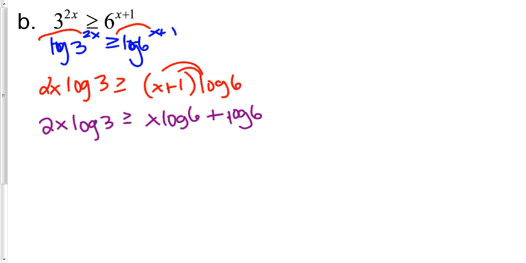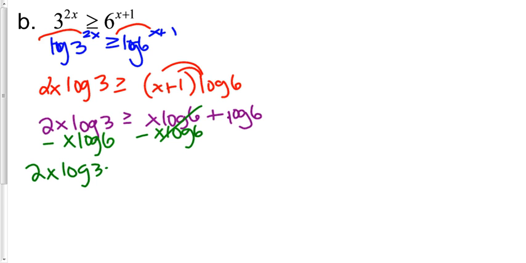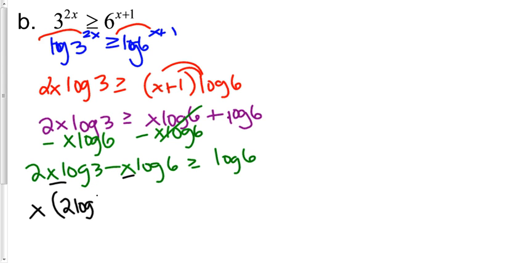Okay, now I've got an x on each side of the inequality, so let's subtract x log 6 on each side to put the x's on the left. And now we'll rewrite it. 2x log 3 minus x log 6 is greater than or equal to the log of 6. Okay, at this point I'm going to factor out an x here so that I can get just a single x and we can get x by itself. So each term has an x in common. Let's factor out x. You are left with 2 log 3 minus log 6 is greater than or equal to the log of 6.